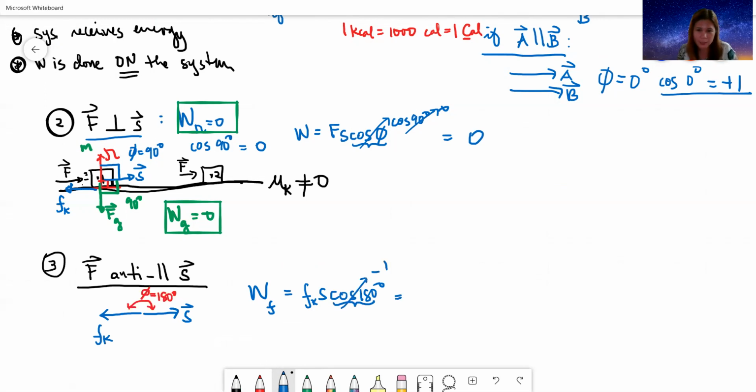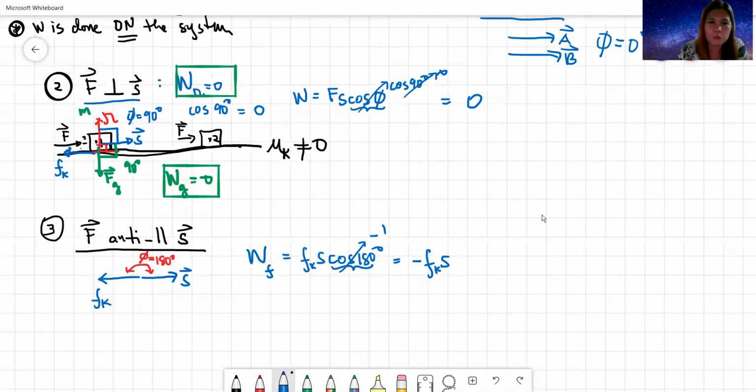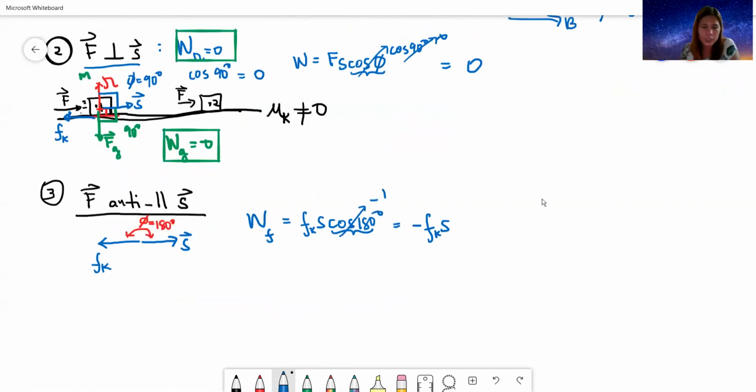So it means when the force is anti-parallel, you just multiply the applied force, in this case friction, times the distance, and then just put a negative right away. You don't need to do the cosine 180 anymore. This is our shortcut for anti-parallel. Okay? So for friction, since it's always opposing the direction of motion, its work is always negative.